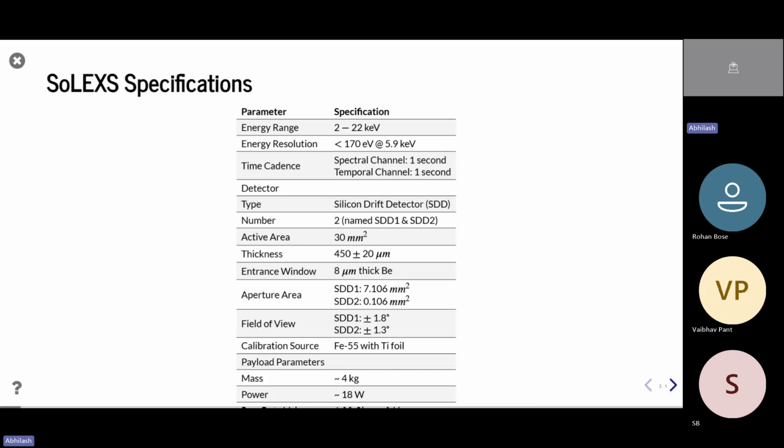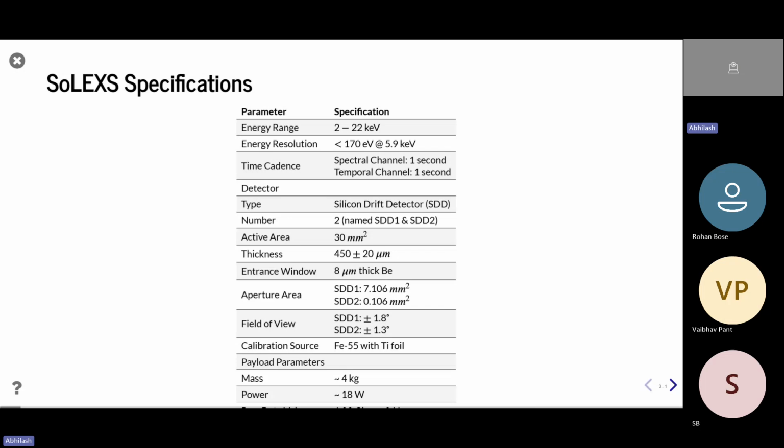It doesn't count all the photons that are incident on it, but it measures the energy of the photon very accurately. Otherwise, the second channel, the temporal channel, counts all the photons that are incident, but doesn't care what the energy of the photon is. So we combine these two channels and try to build a very fast and spectrally accurate detector as well. Both have 1 second cadence.